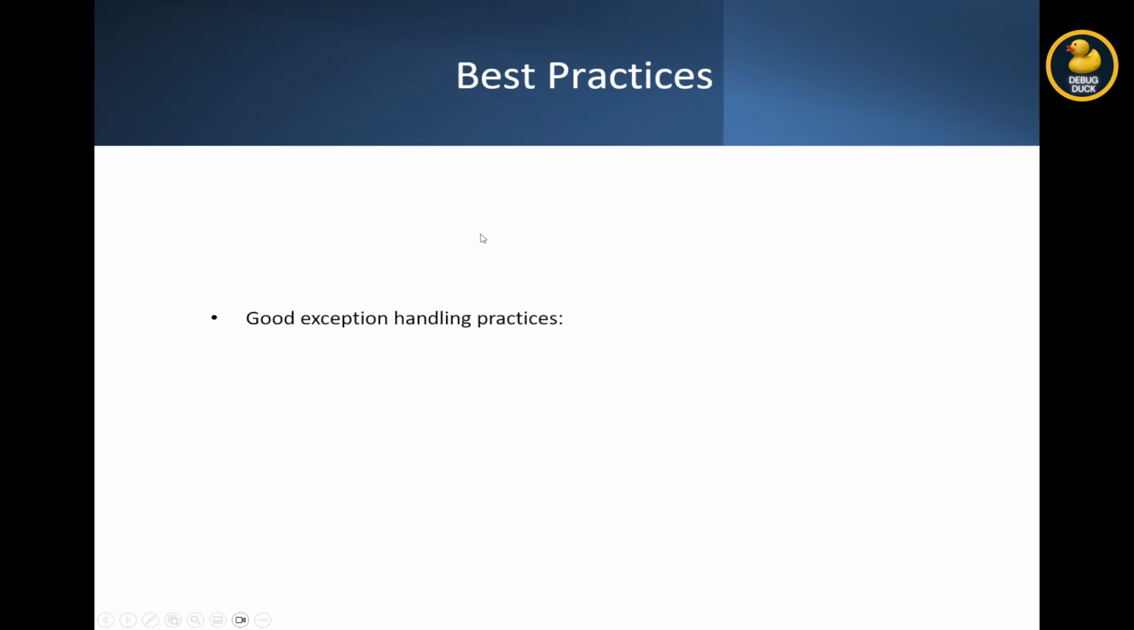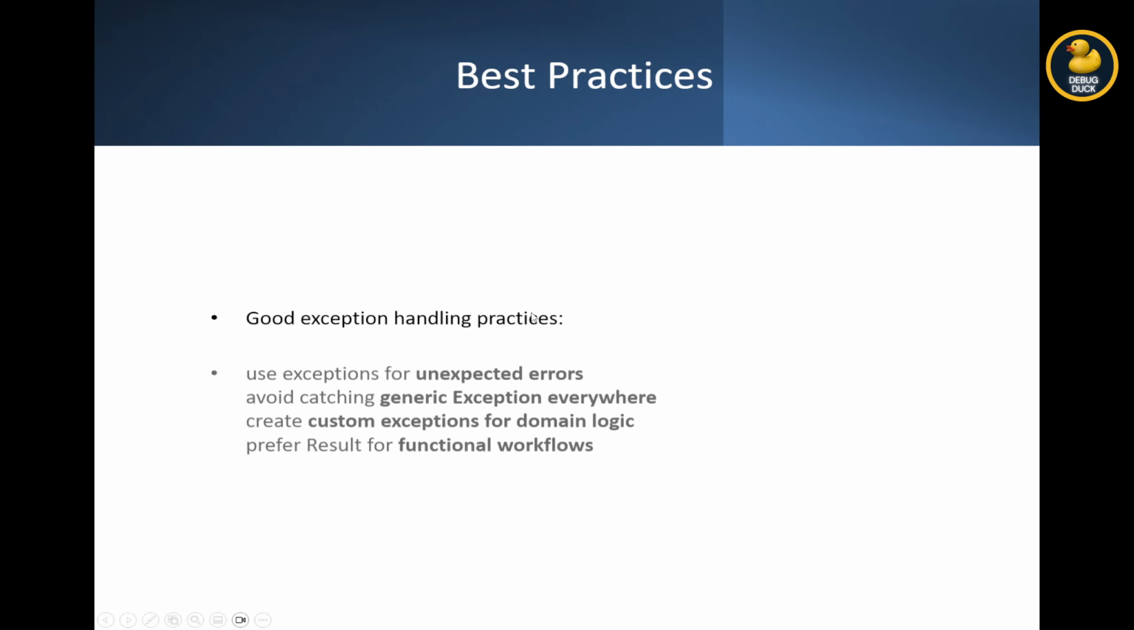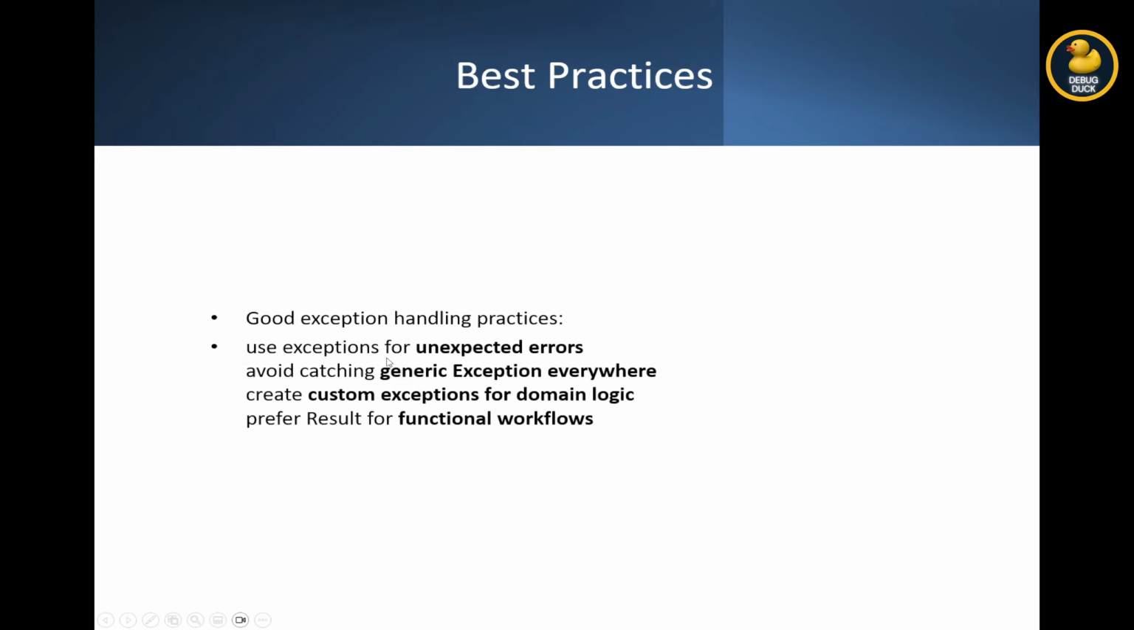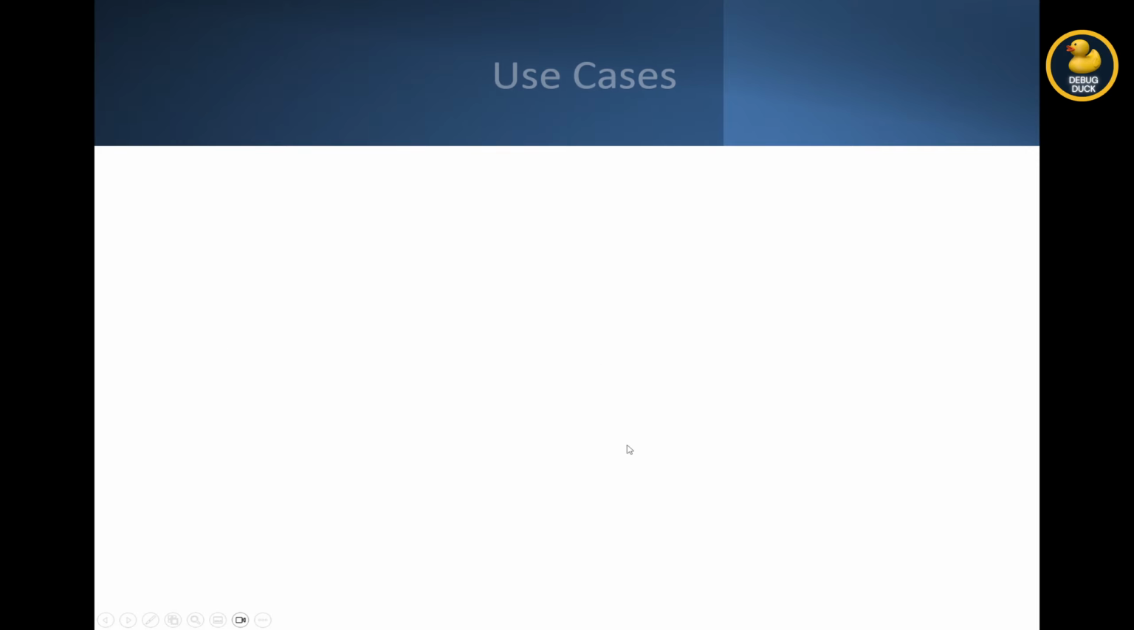The best practices. Good exception handling practices: use exceptions for unexpected errors. Also avoid catching generic exceptions everywhere. Create custom exceptions for domain logic. Prefer Result for functional workflows. This keeps code clean and maintainable.